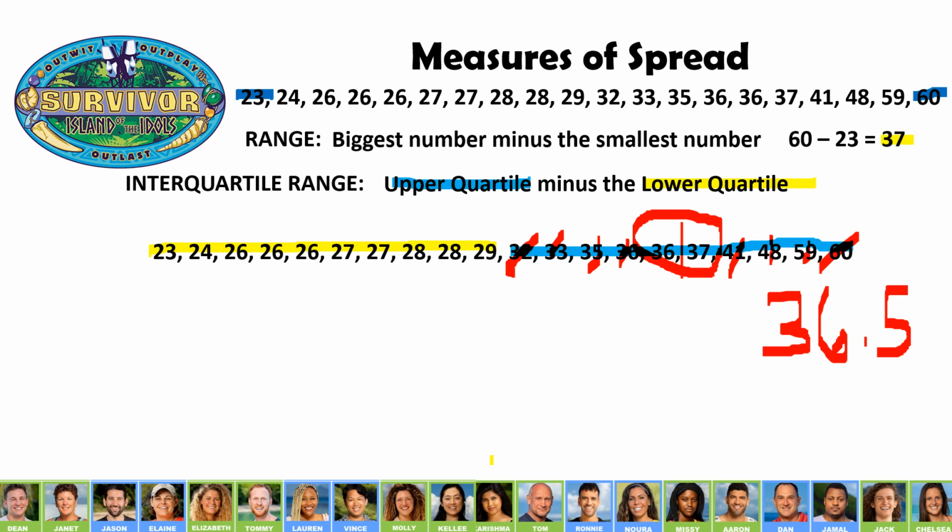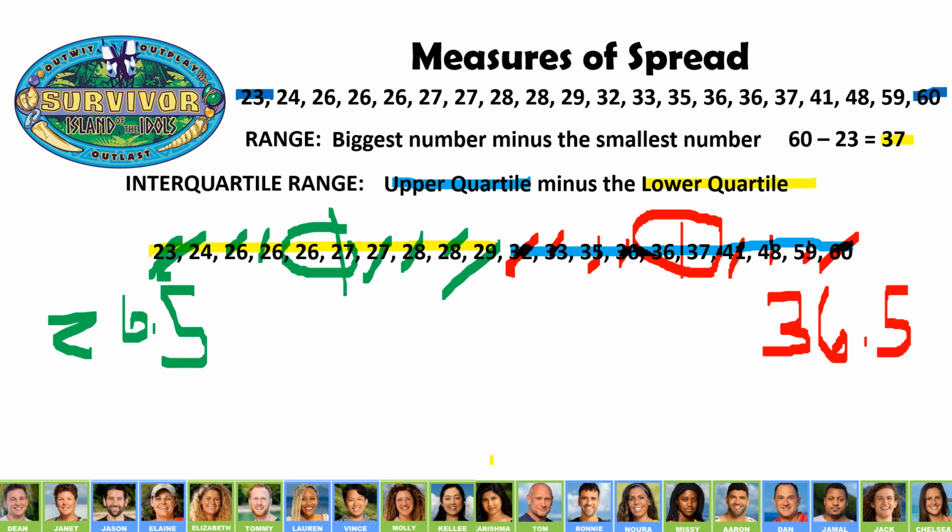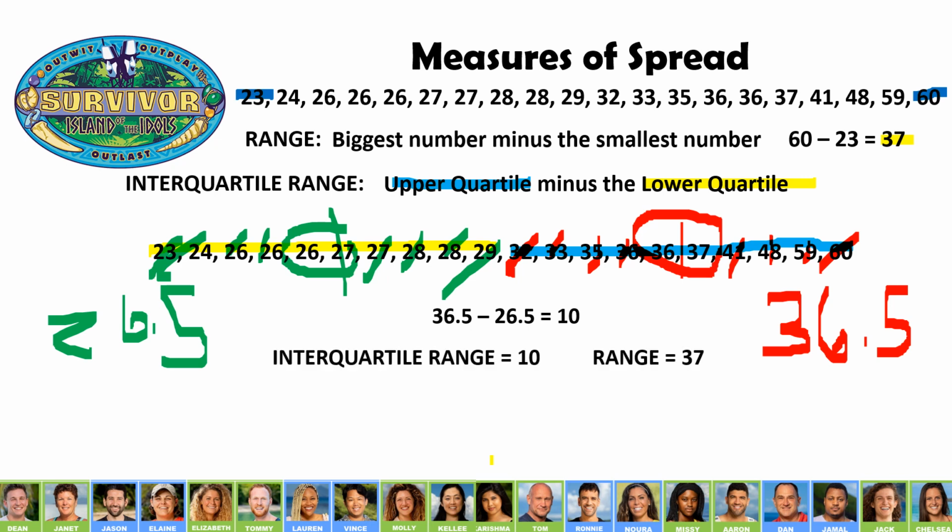We're going to do the same thing on the other side of the data here until we get to the middle. And in between 26 and 27 is 26 and a half. So our interquartile range is going to be found by calculating 36.5 minus 26.5, which equals 10. So our interquartile range was 10 and our range was 37.